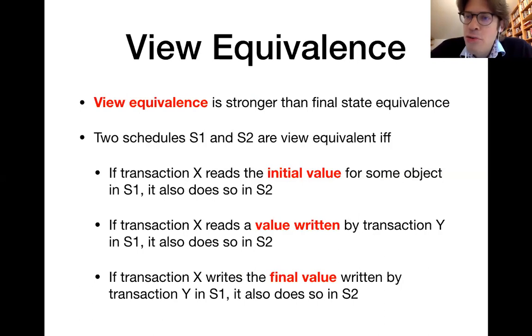That leads to view equivalence, where we compare two schedules based on what the user sees in which order. And we have a whole bunch of conditions such that two schedules S1 and S2 are view equivalent. First of all, if some transaction reads the initial value before schedule execution starts of some object in one schedule, then it must also do so in the other schedule. Also, if a transaction reads the value of an object that was written by another transaction before, then it must also do so in the other schedule.